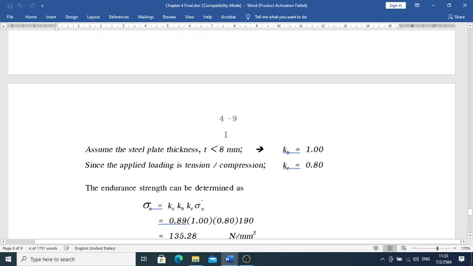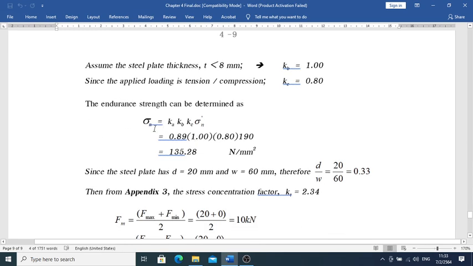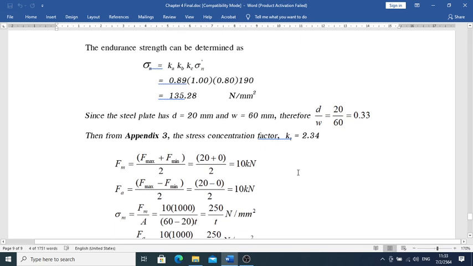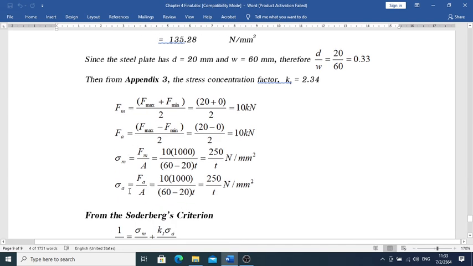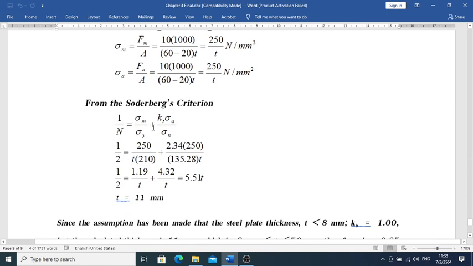I find K sub B, and then for compression and tension, K sub C is 0.8 based on those kinds of things. So that's why I find sigma n respectively, and then I just look up in the graph D and W. I use appendix 3 and then D sub W, and I look up the graph and K sub T there. So that's why FM, FA, okay. I got FA and FM, and then I got sigma M and sigma A. I plug it in and solve the criterion. I got T is 11.